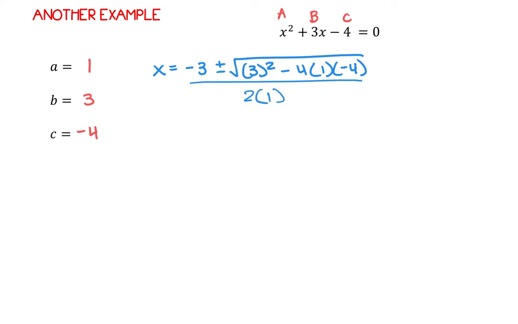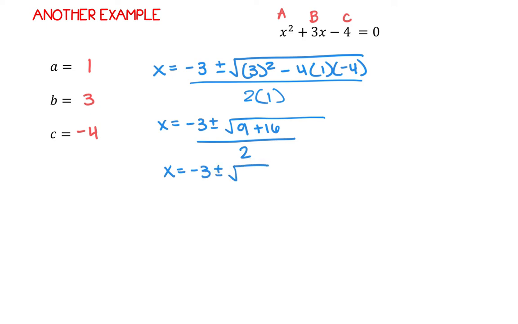So then that gives me x equals negative 3 plus or minus square root. 3 squared is 9. Negative 4 times 1 is negative 4. Negative 4 times negative 4 is a positive 16. All over 2 times 1 is 2. All right, now I have x equals negative 3 plus or minus the square root. 9 plus 16 is 25, all over 2.